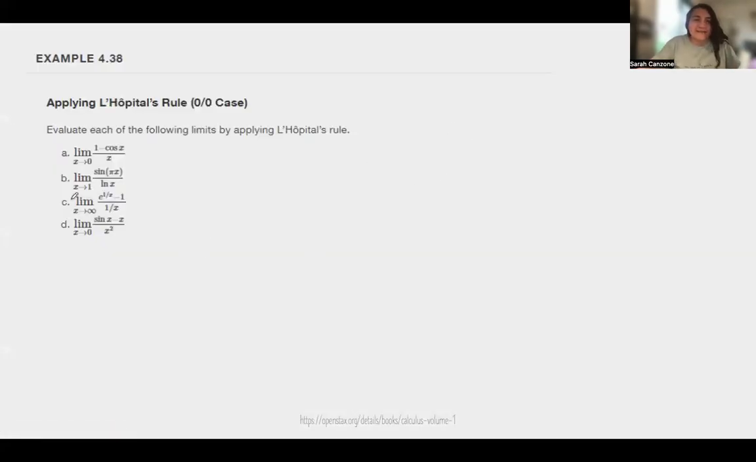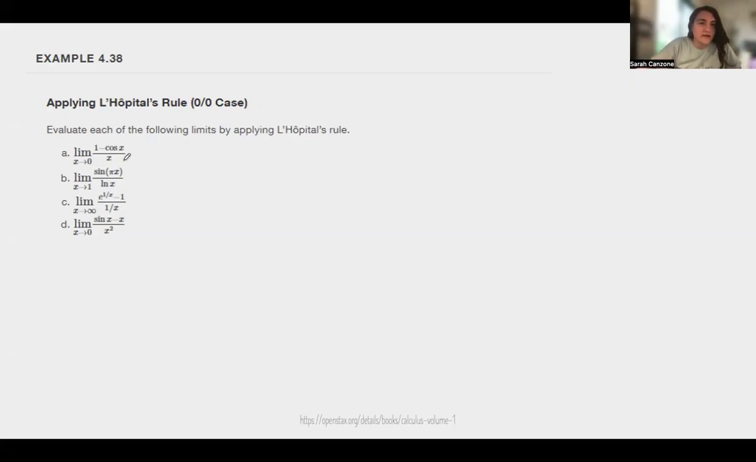All right. Okay, so let's take a look at some examples. Evaluate each of the following using L'Hopital's rule. So the first step is always going to be trying to plug in. Like I mentioned in the previous video, 99.9% of the time, it's not going to work. You're going to have to use a rule. That's just calculus for you.